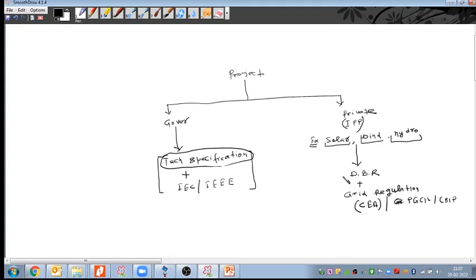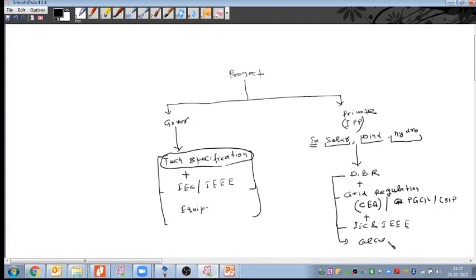So we have to follow the design basis report. We have to follow the grid regulations. Plus along with this, we will use the IEC and IEEE standards. In the government project, the equipment requirement is given. The equipment rating is given. But here the equipment rating, all we have to calculate.